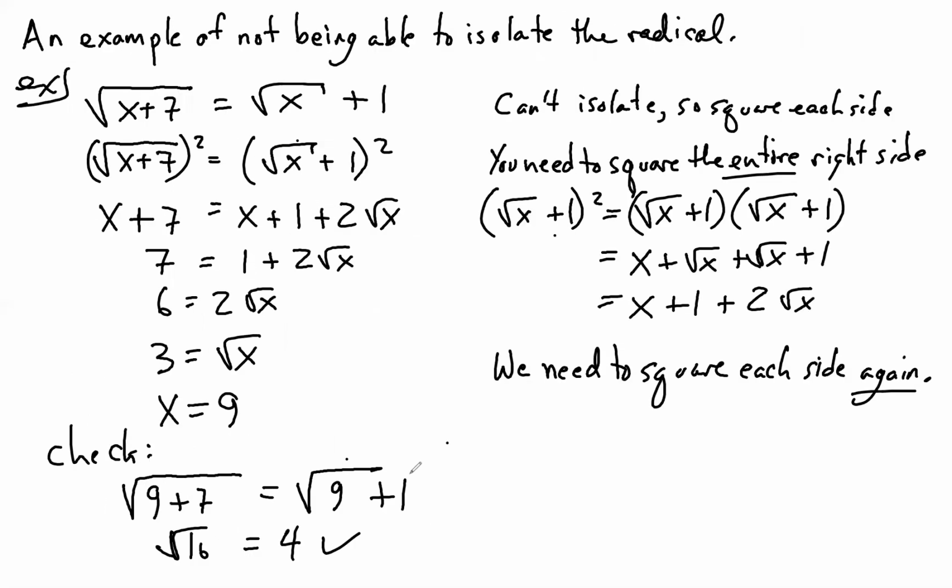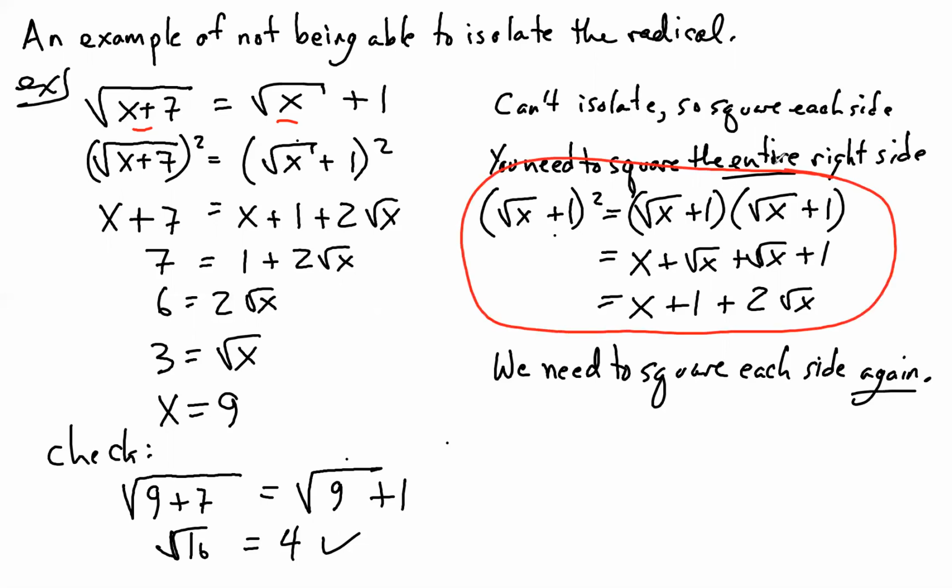Sometimes life isn't that simple though. What if I have a radical on each side, right here and right here, but also plus some constant? Now I still have to square each side. So I do. Notice that radical x plus 1, everything squared, is equal to x plus 1 plus 2 radical x. That's all done right over here.